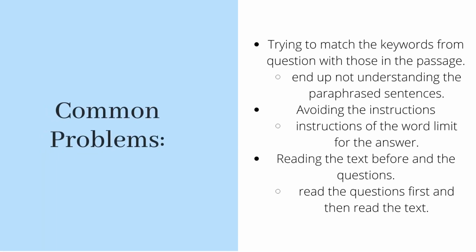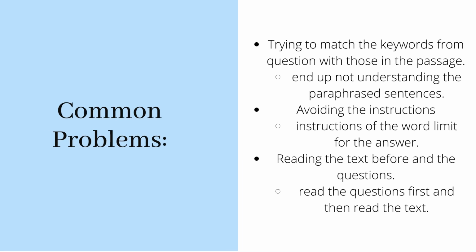Now, moving on to the common problems that candidates face while solving the sentence completion question types in the IELTS reading test module. As you have probably already guessed from the passage, the main problem is students trying to match the key words in the question with exactly the same words that are actually given in the reading passage. Instead, you should always be looking for words that mean the same, that is, the paraphrased sentences or synonyms.